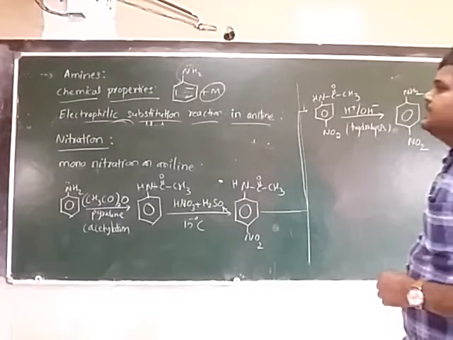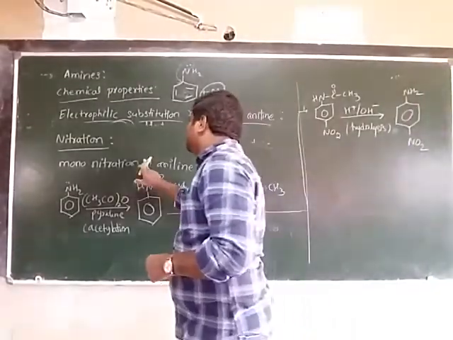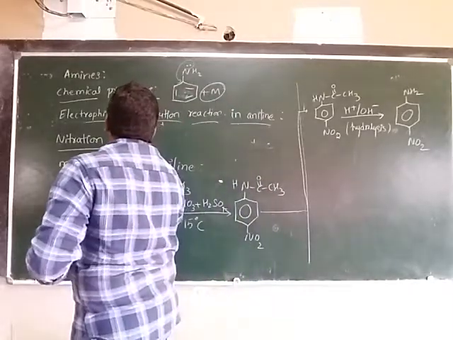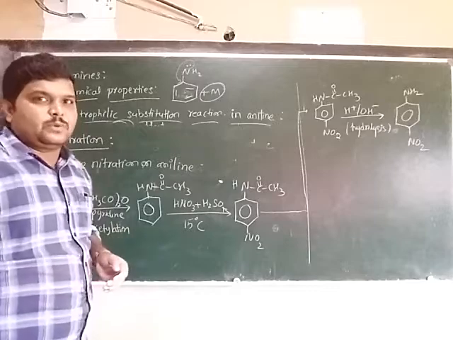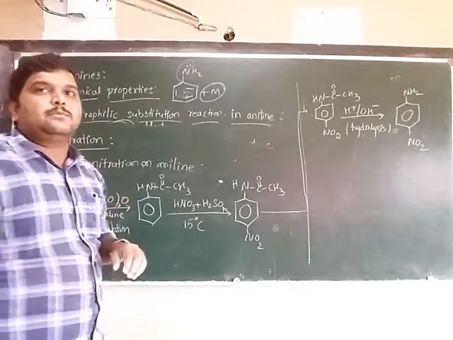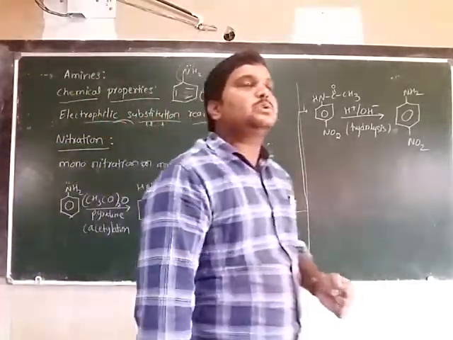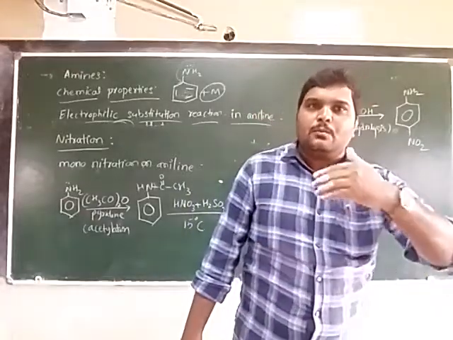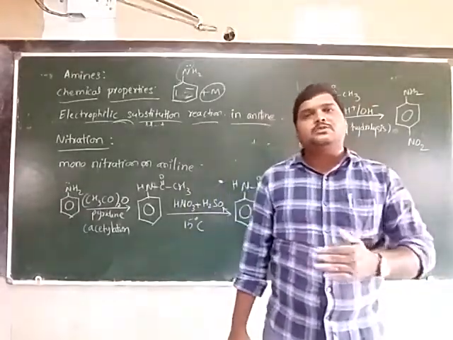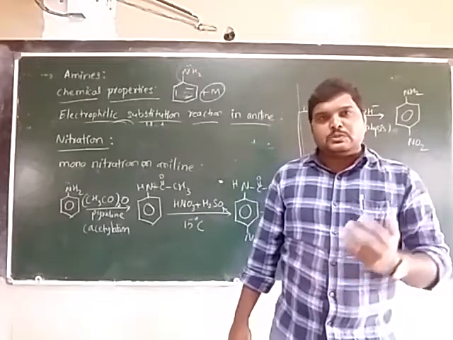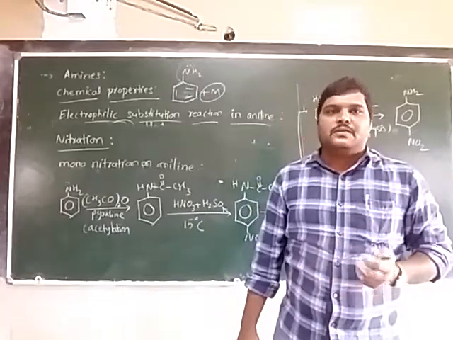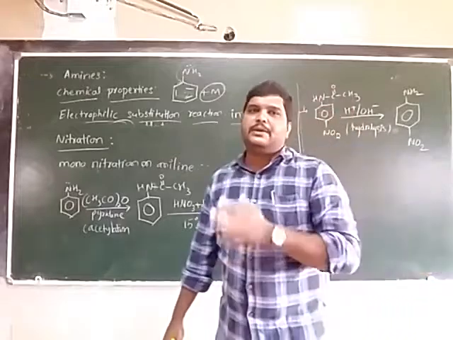Okay, now we will see mononitration on aniline. So till now we have seen ortho, meta, para substituted aniline. Suppose you want to get mononitration on aniline. In the last topic, for monobromination on aniline, first we did acetylation on aniline to deactivate the ring. The same thing we can do here.